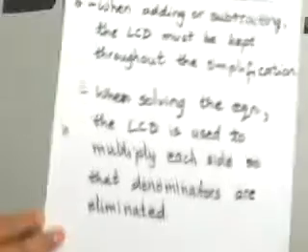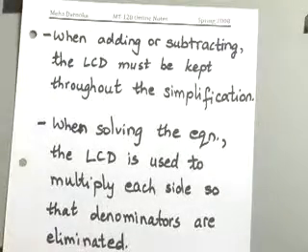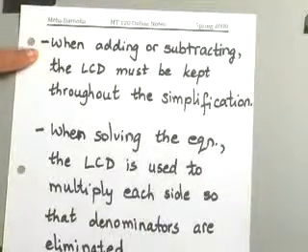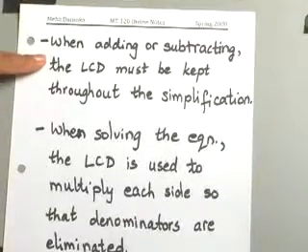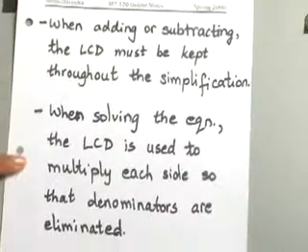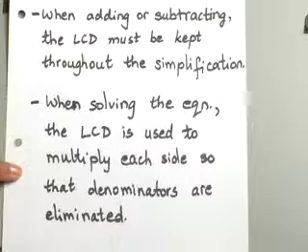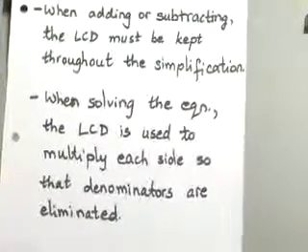So if you keep this in mind, you should be able to perform the operation or solve the equations pretty easily. Again, with operations, you keep the LCD throughout the simplification. With an equation, the LCD is used to multiply each side of your equation so that you can eliminate your denominators.